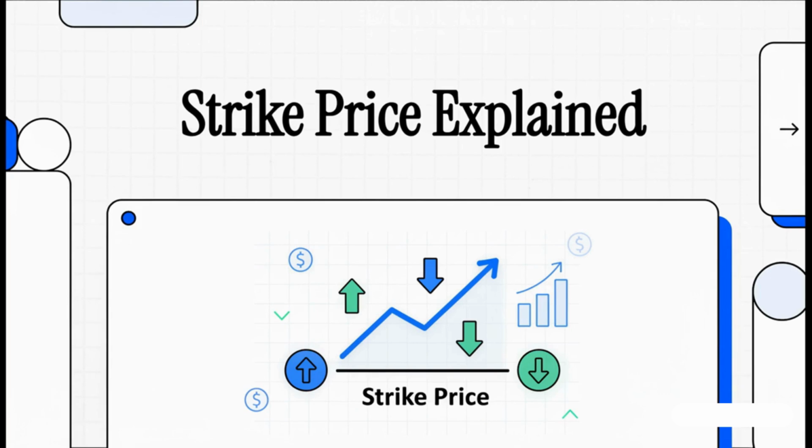Now, if you've been following along with our recent explainers, you know we've already conquered the basics of call and put options, and honestly, you guys are doing absolutely great. Today, though, we're taking a massive step forward. We're going to break down a concept that literally drives the entire options market. It's a real game changer, so let's dive right in.